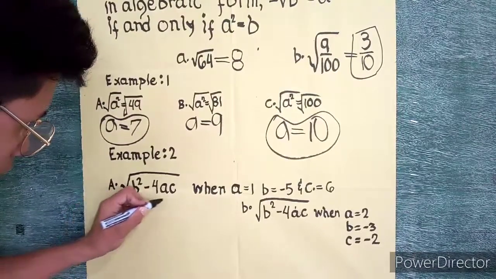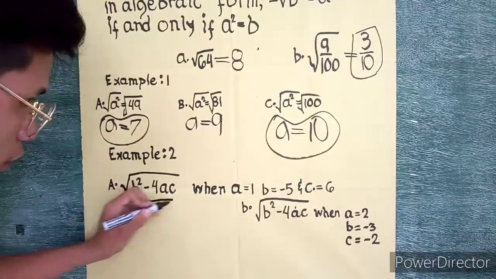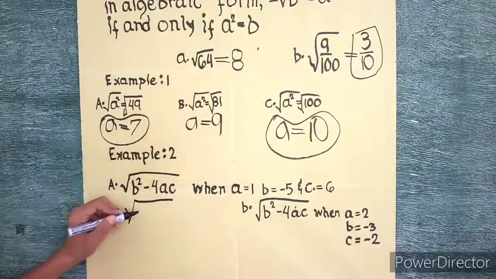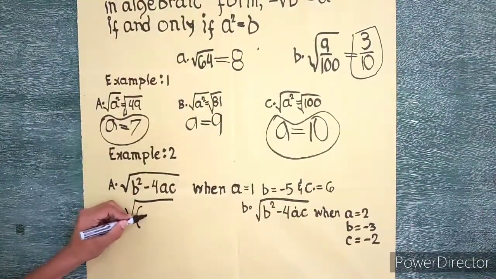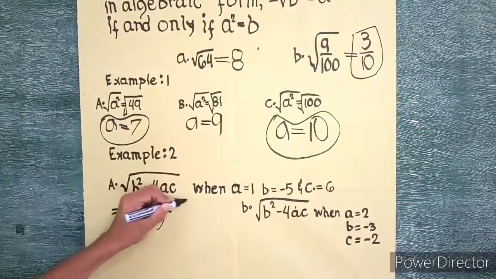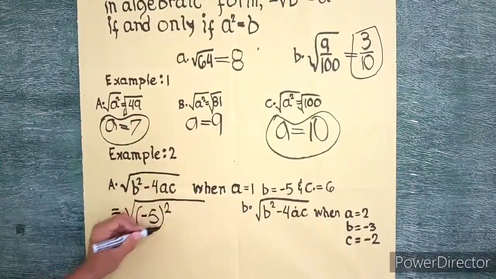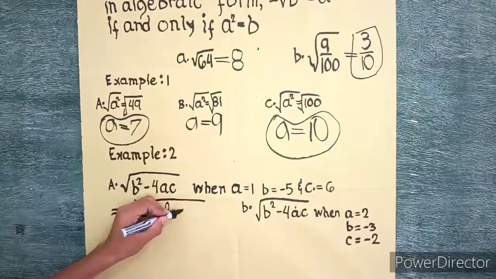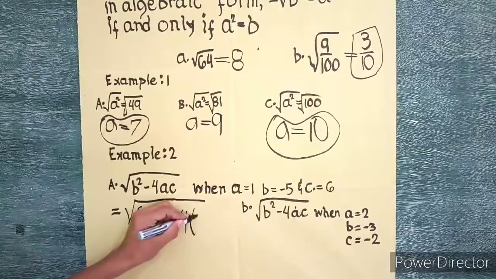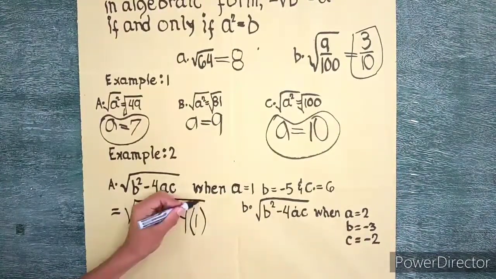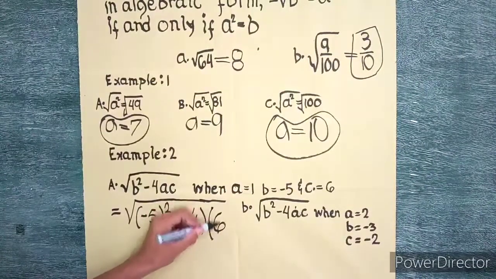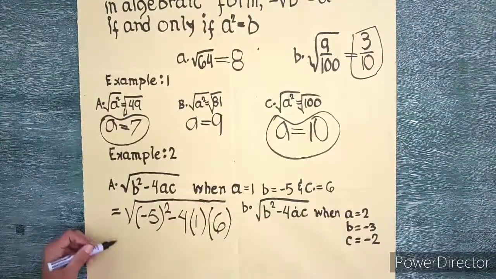Square root of, what is the value of b? That is negative 5. Negative 5 squared. Then the value of the operation, minus 4. What is the value of a? That is 1. Then the value of c, that is 6. Okay?